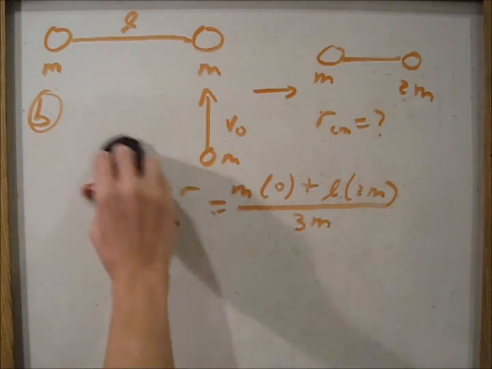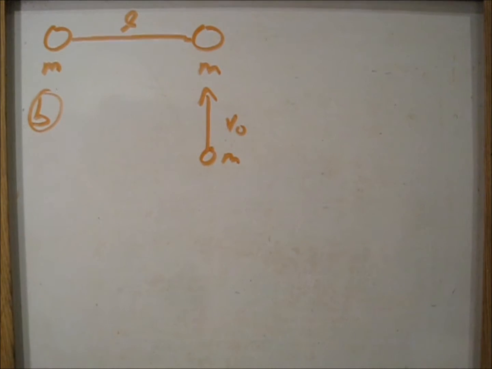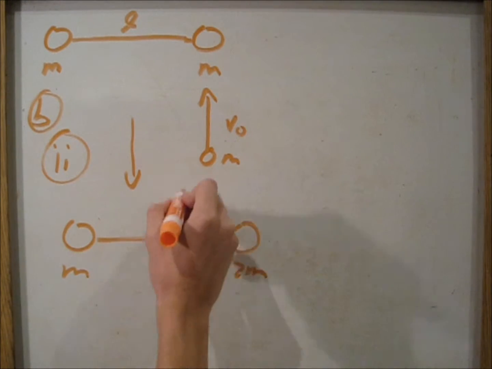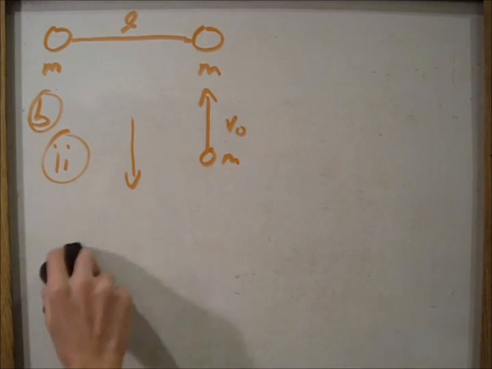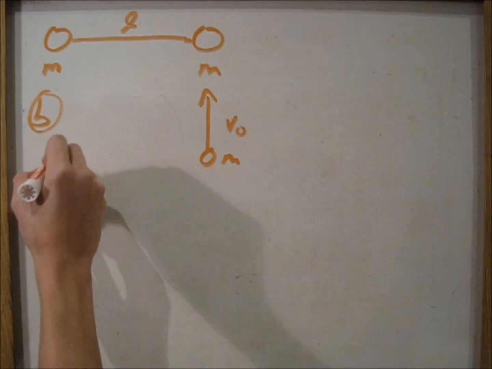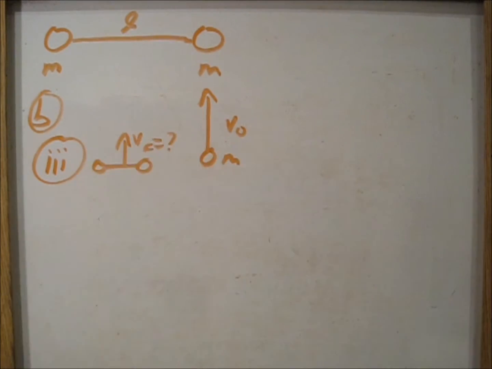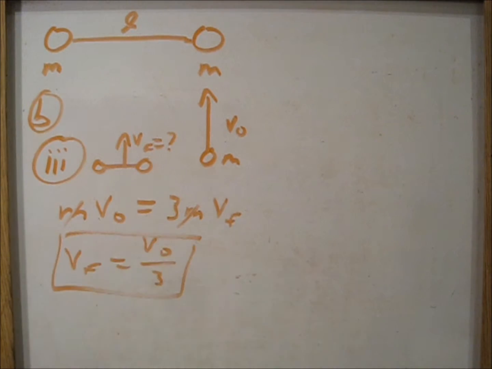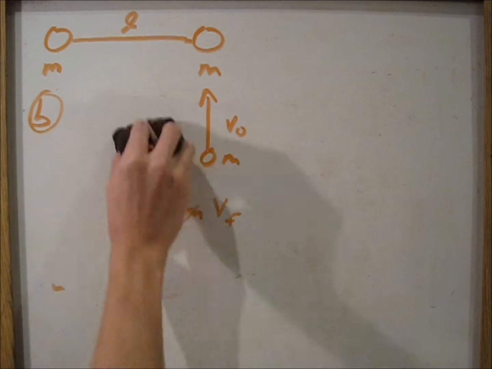Part 2 tells you to indicate the direction of the motion of the center of mass after the collision. Conceptually, we know it will move in the same direction that the single lump was going. Part 3 asks for the velocity of the center of mass. Once again, you equate the initial and final momentum and solve for Vf.